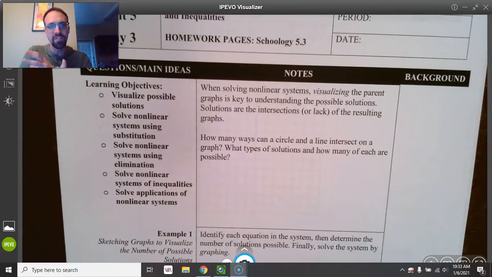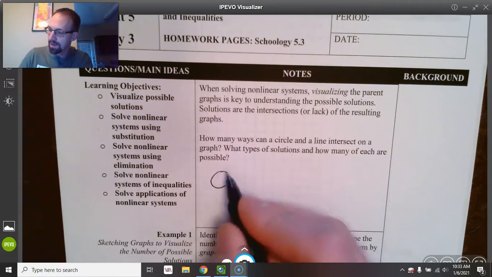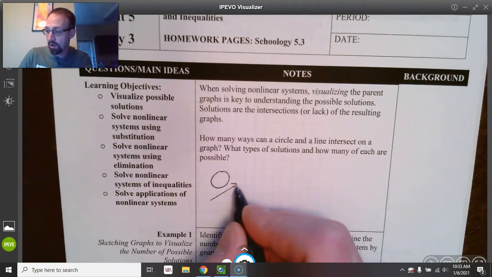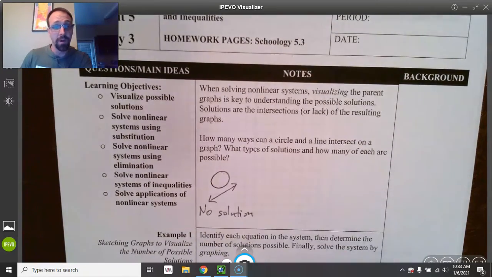So think about this just in a general concept. How many ways can a circle and a line intersect on a graph? So I could have a circle and a line not intersect at all. So that would be no solutions. So no solution. So that's one case.